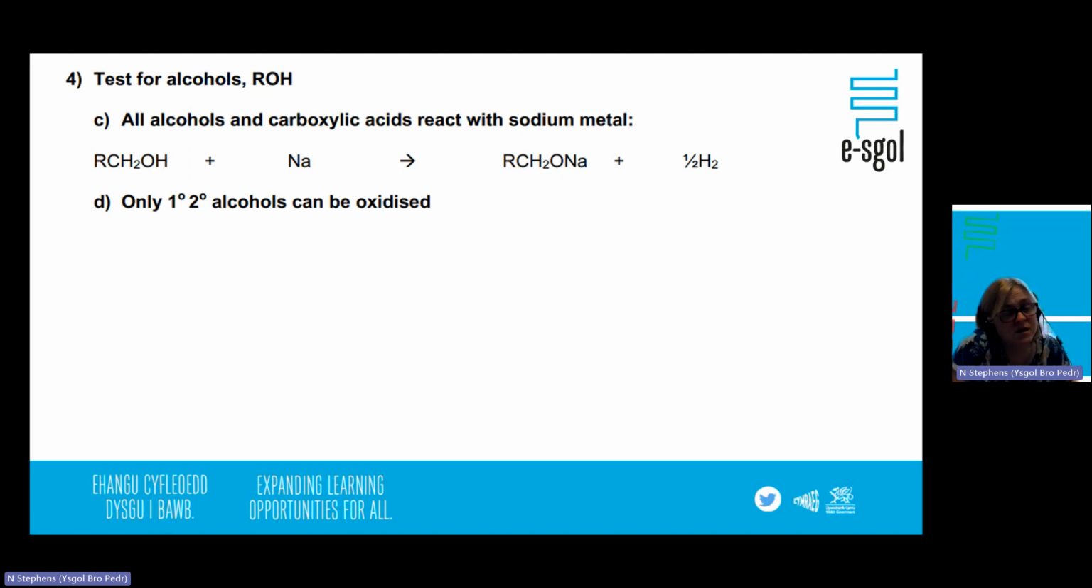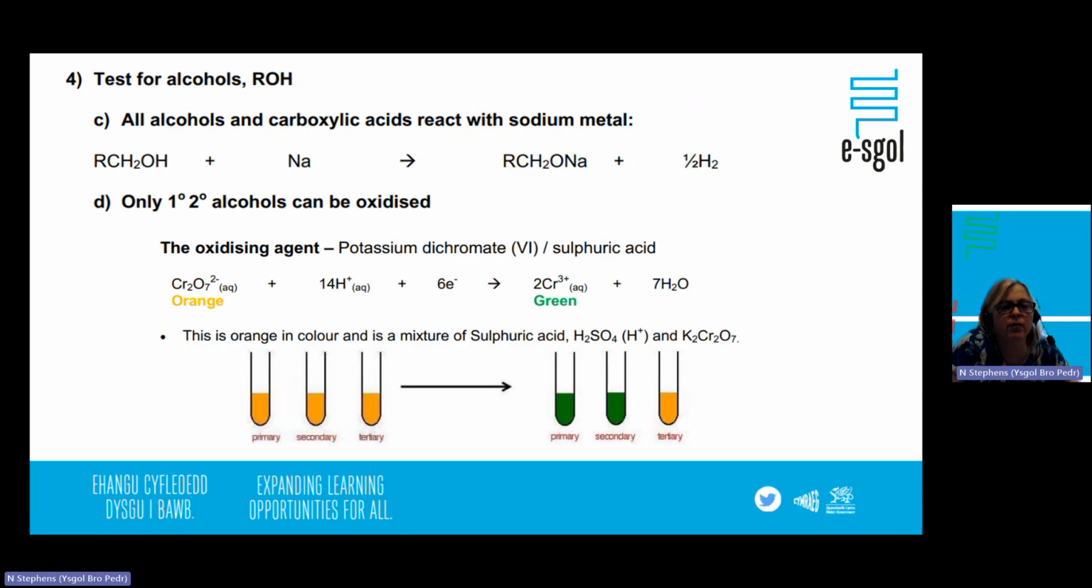Okay. You could also rely on identifying an alcohol through the oxidation reaction of it. So we know that we've got the oxidizing agent, potassium dichromate, or in some cases you might have been using potassium manganate(VII), of course. But in this case, if you use the potassium dichromate, it goes from orange to green.